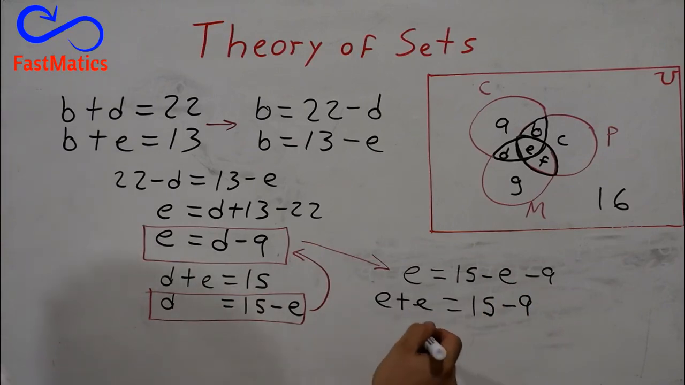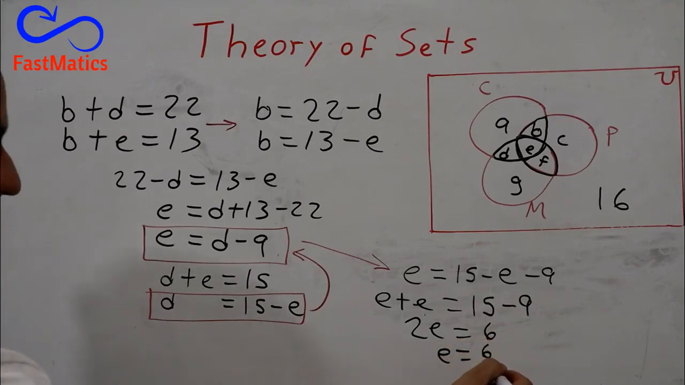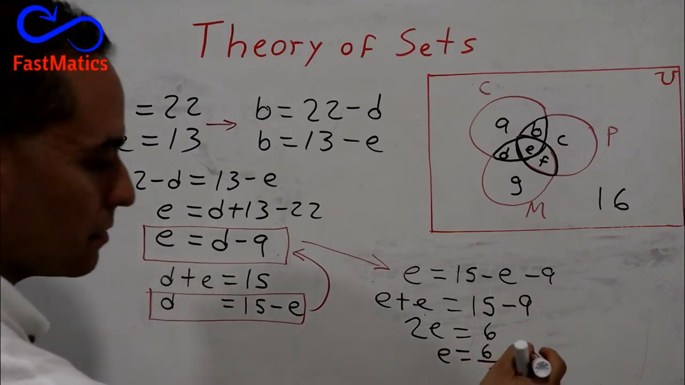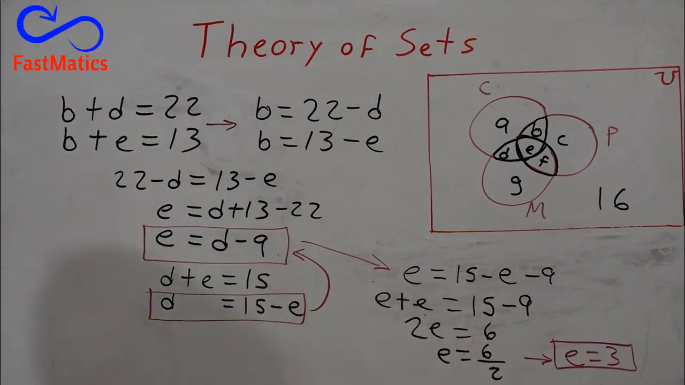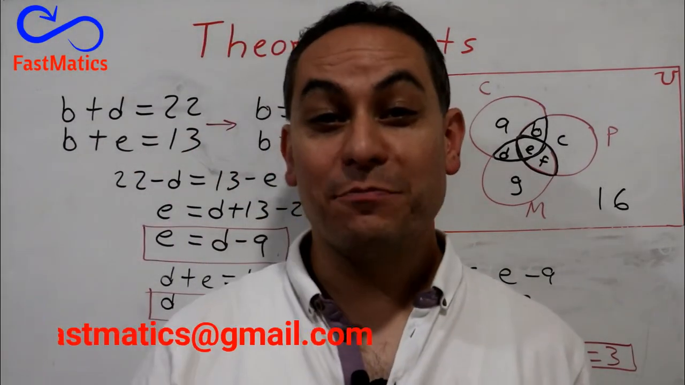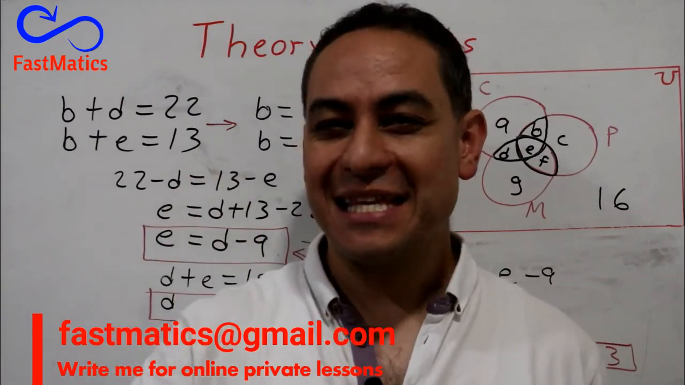E plus E, 2E is equal to 6. Then E is equal to 6 divided by 2. Finally, E is equal to 3. Then 3 people love the 3 beverages. And that's it.